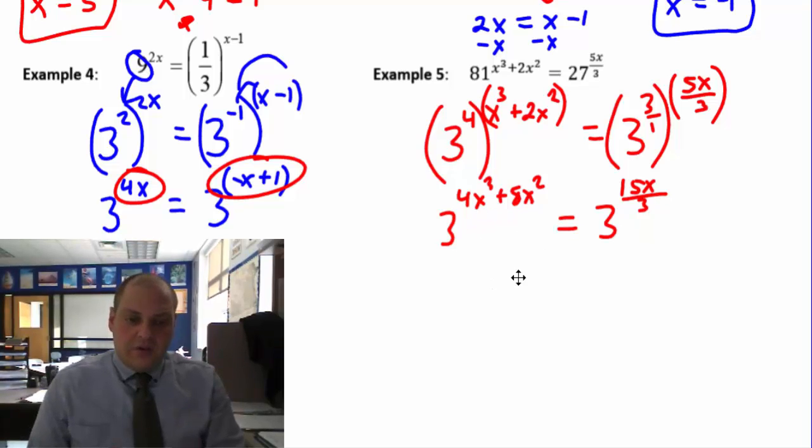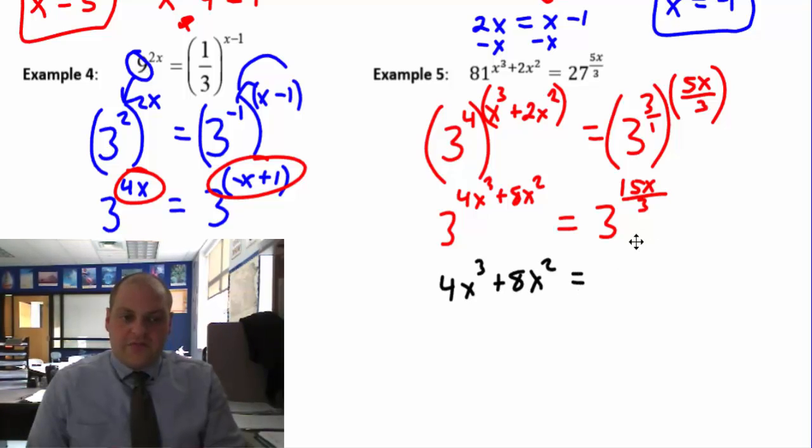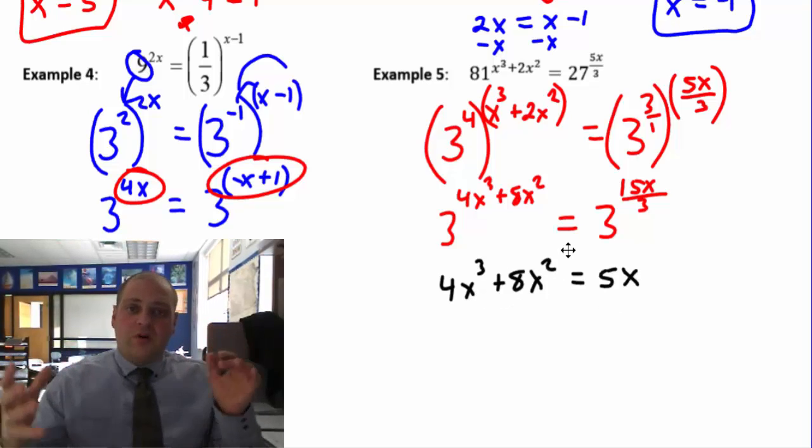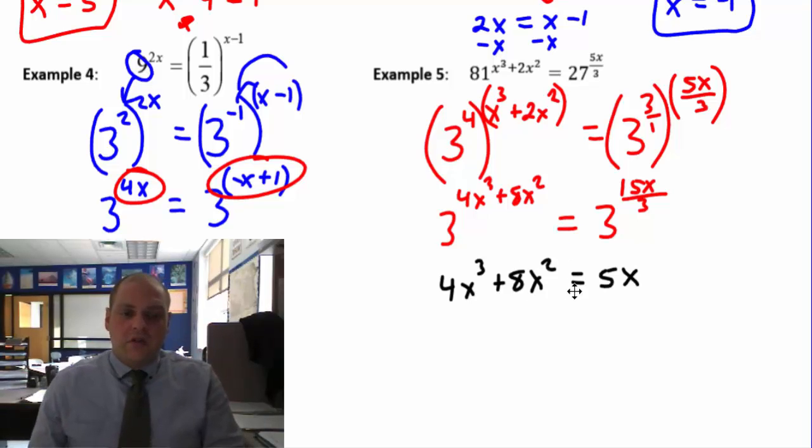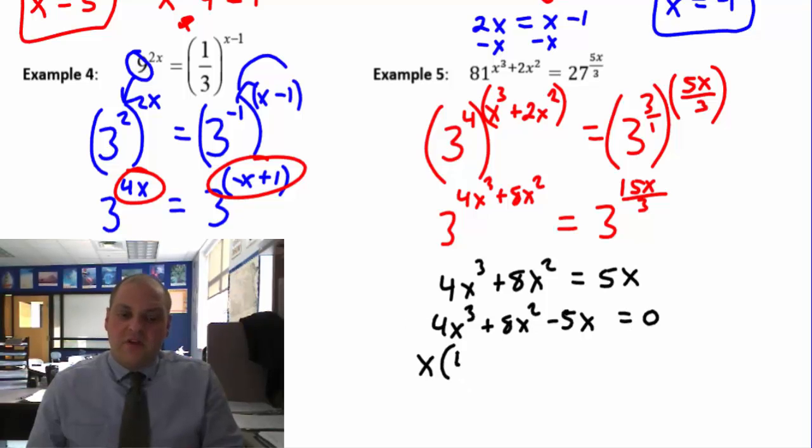All right, so we ignore the 3's, and we're going to have 4x to the third plus 8x squared equals 15x over 3 is 5x. Now I have an equation with exponents, so I need it equal to 0. So we're going to go 4x to the third plus 8x squared minus 5x equals 0. Now I'm going to factor out an x. X times 4x squared plus 8x minus 5 equals 0. Now I'm going to factor more.